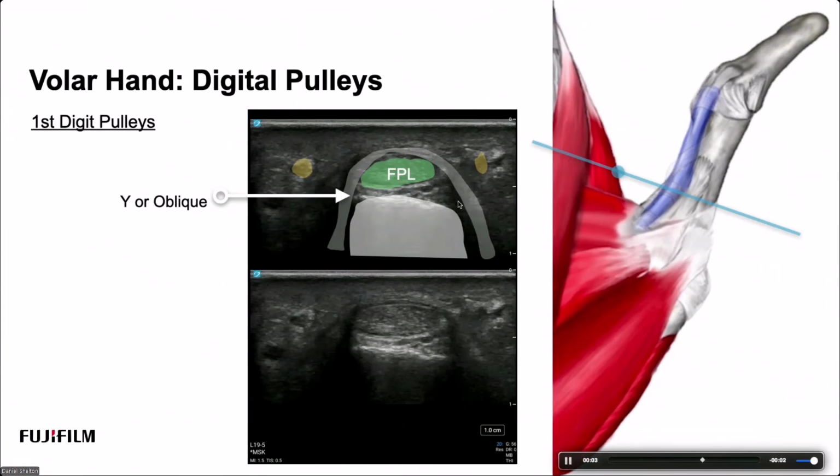As you go distally, this is where it varies a little bit. We've got a Y or oblique ligament. It changes names. It's not A2. So we had A1 here. This is A2 up here. This is the oblique or the Y-shaped pulley because it does come off the adductor aponeurosis as well.